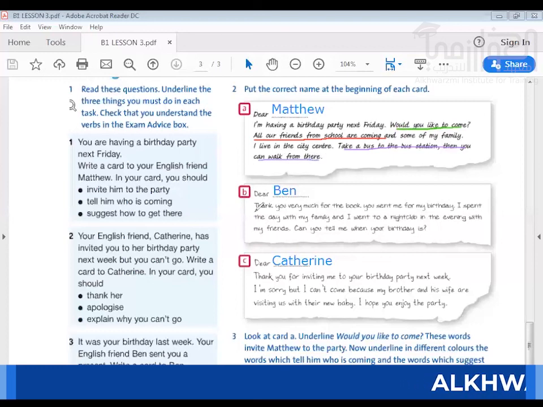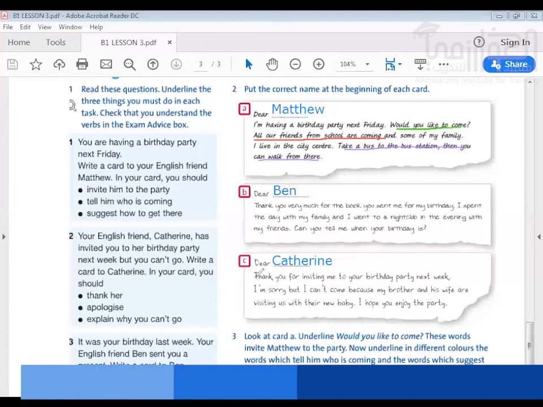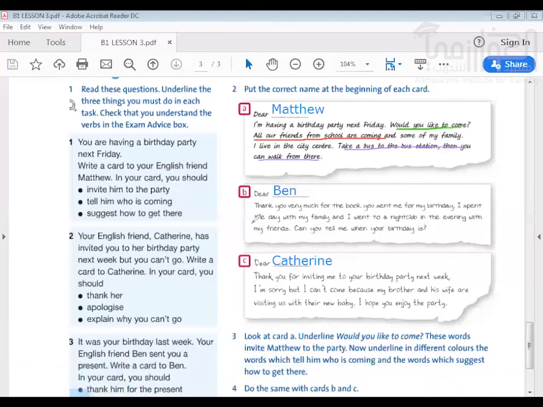Okay. So I want you to do the same thing to B and C. These are the 3 points. They are the different colors. And I want you to practice with B and C, the other points also. Underline the other things you should do, the other tasks you should do in the letters. Apologize, and then explain why you can't go. Underline them in different colors in your free time.